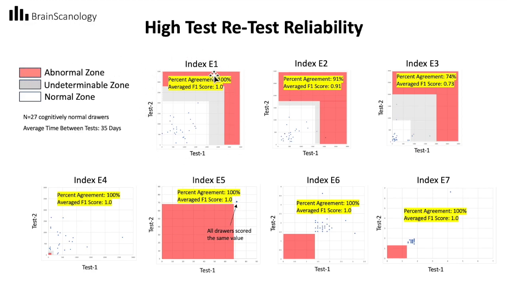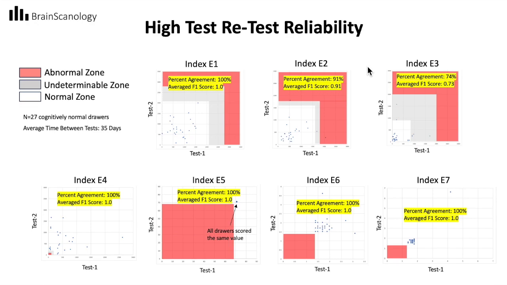If you look at index 1, here are the data for 27 drawers between the first time they drew a clock compared to the second time they drew a clock. And as you can see, all the dots here are in the normal white zone. There is 100% agreement between the 2 tests in terms of whether or not the values are in the normal zone, and an F1 score of 1.0. 5 of the 7 indices, that is E1, 4, 5, 6, and 7, have 100% agreement and an F1 score of 1.0. The other 2 have high percent agreements and strong F1 scores.